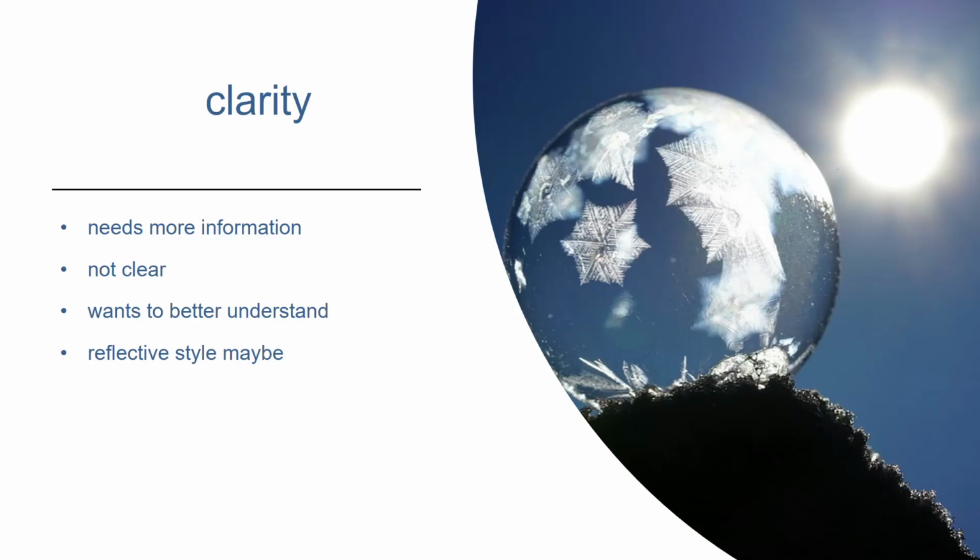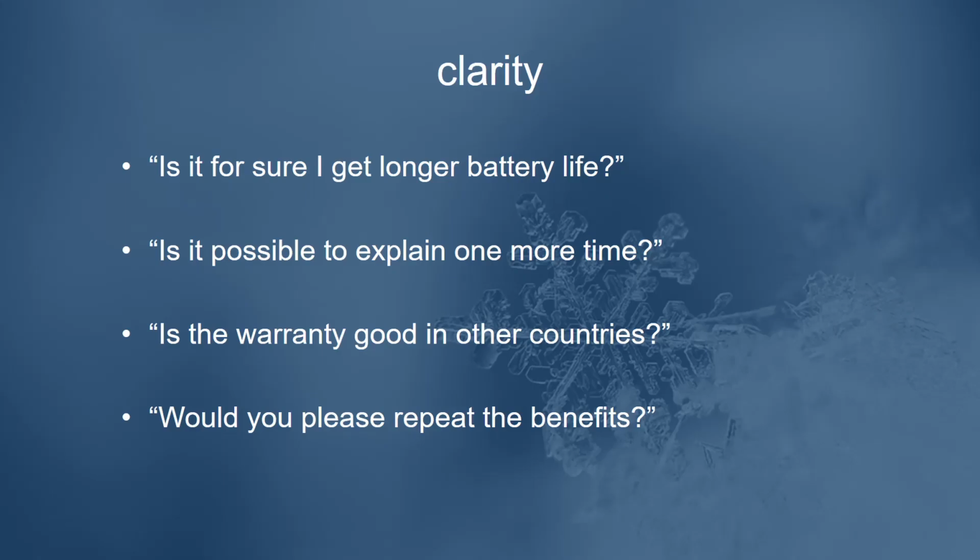And the last one, which is probably the best one that you really want as a sales associate, and this is really the reflective style that would use it, is where they want clarity. They need more information. So they are not clear, want to better understand, and certainly would use lines like, is it for sure I get longer battery life? Or is it possible to explain one more time? Is the warranty good in other countries? Would you please repeat the benefits? Again, the associate didn't do his job properly.